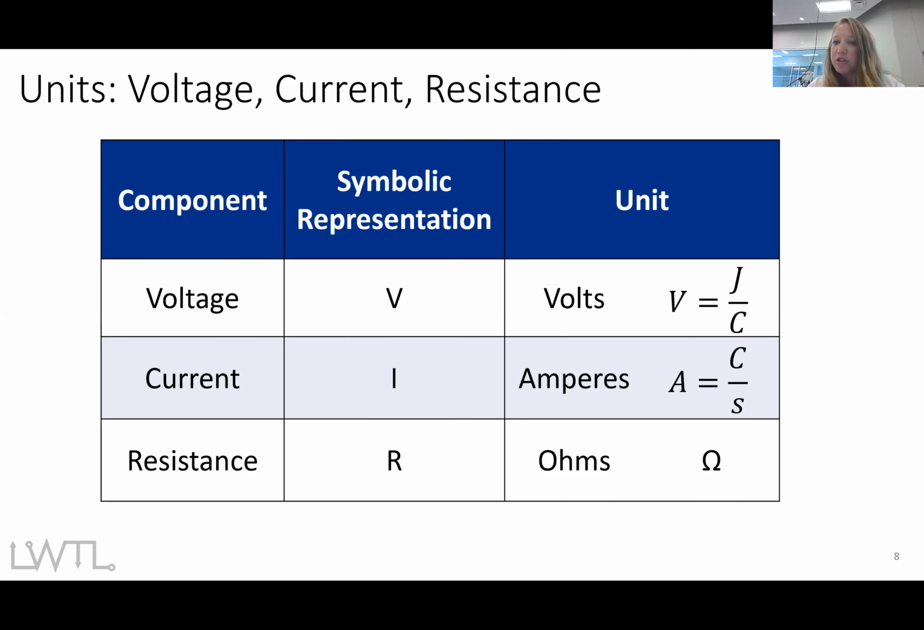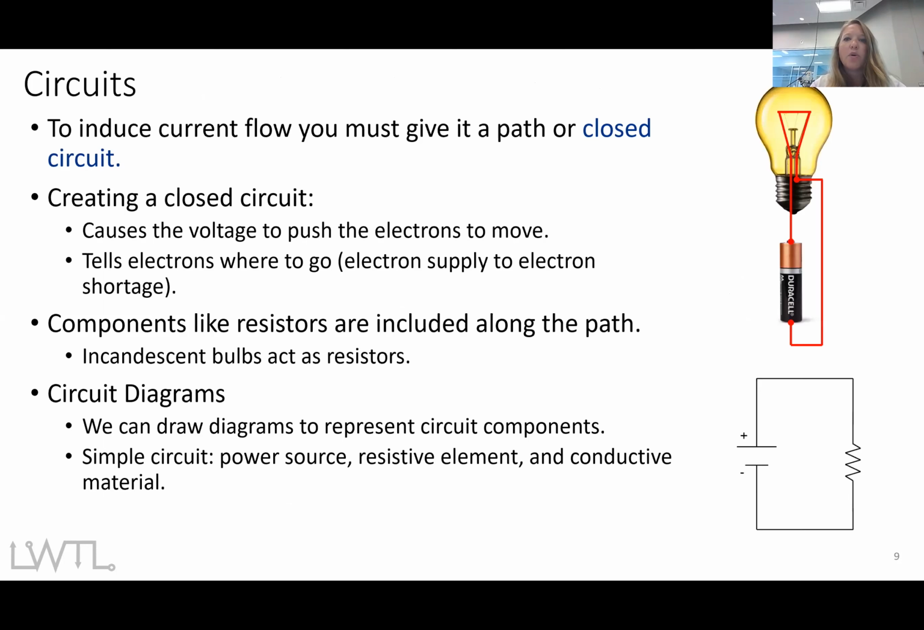It's a unit of energy per charge. Amp can be broken down as a coulomb per second, or a charge per time. So it's important to remember: voltage, volts; current, amps; resistance, ohms. Before we get into exactly what's going on with current, voltage, and resistance, let's talk about circuits and quantify some things related to circuits, so that when I use the terminology, you know what I'm talking about.